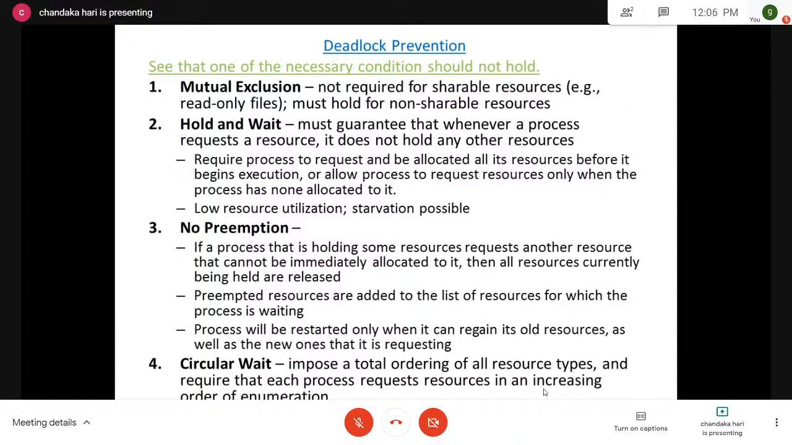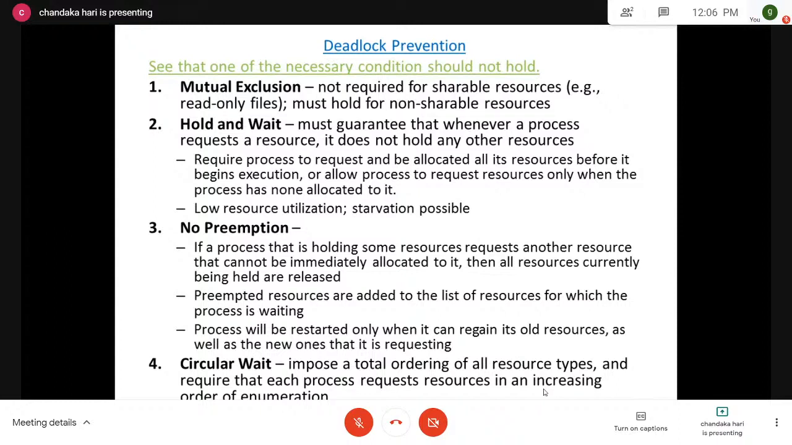In case you have the second solution, where before requesting any new resources you should have none, only the resource exchange is done, but deadlock and starvation are possible. That's why this condition is also not practically implemented.